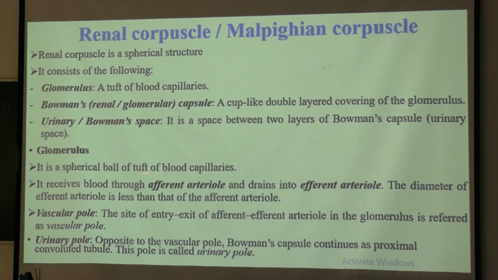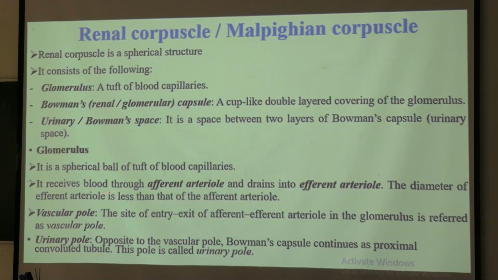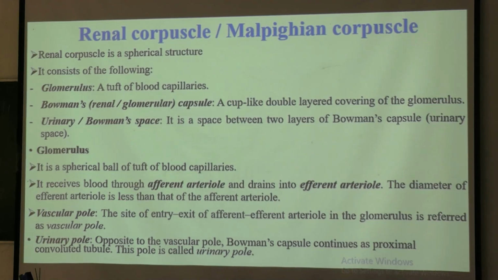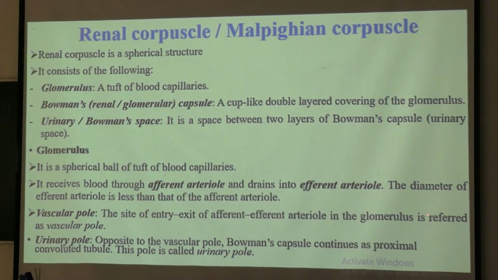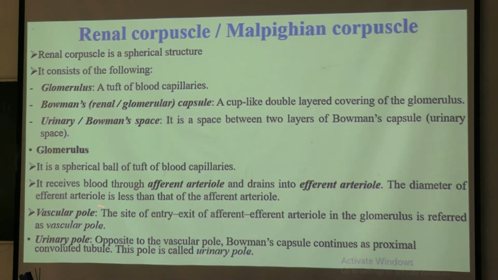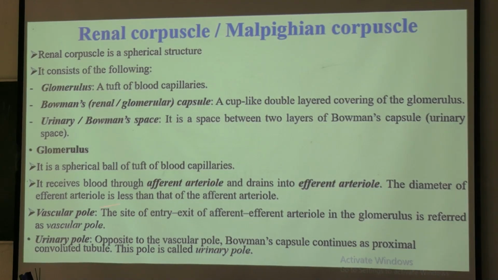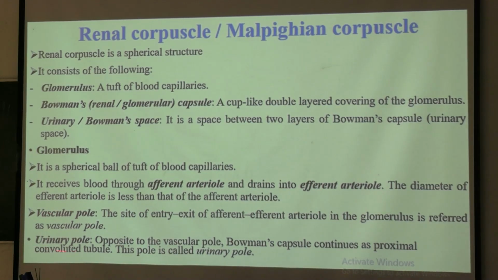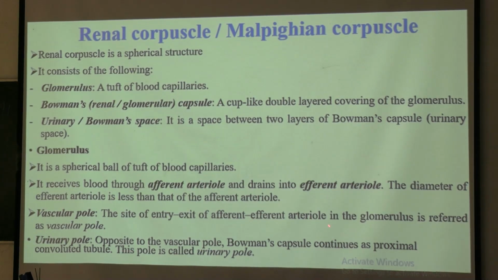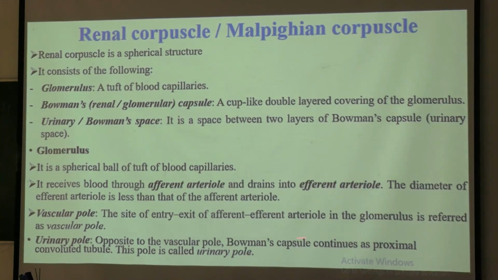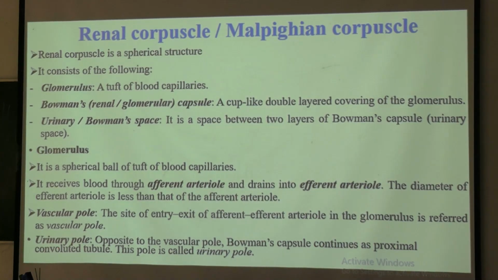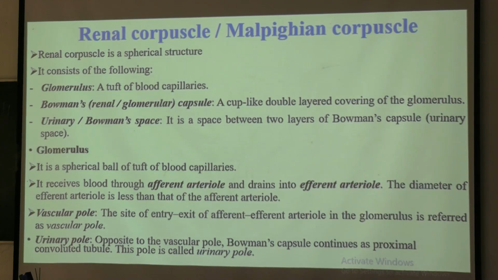Glomerulus is a spherical ball, a tuft of blood capillaries. It receives blood through the afferent arteriole and drains into the efferent arteriole. The diameter of the efferent arteriole is less than that of the afferent arteriole, and there is a vascular pole and a urinary pole. The site of entry and exit of the arterioles in the glomerulus is referred to as the vascular pole. And the urinary pole is opposite to the vascular pole, where Bowman's capsule continues as the proximal convoluted tubule, and this pole is called the urinary pole.